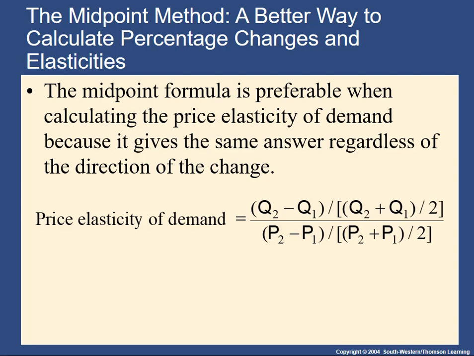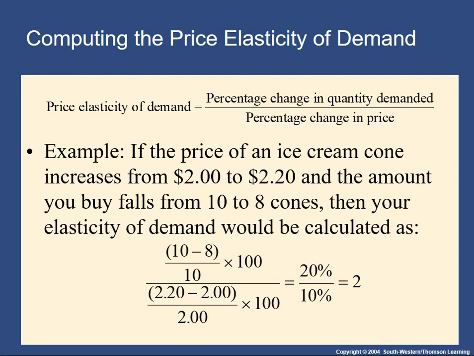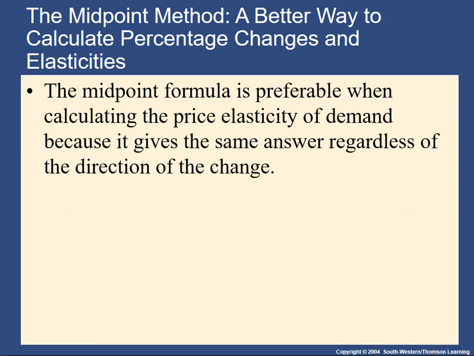So because we don't want to bias our calculations by picking one of the points over the other, we get a different method of doing it, which is using the midpoint. And the midpoint is preferable because regardless of which direction the change is in, we'll end up with the same value. Hopefully you could see on this last example that if we had used 8 and $2.20 as our base for the percentages, then our value for the elasticity would have been different.